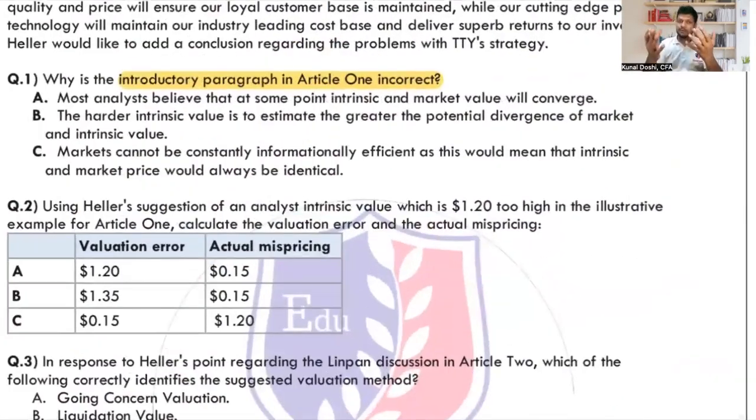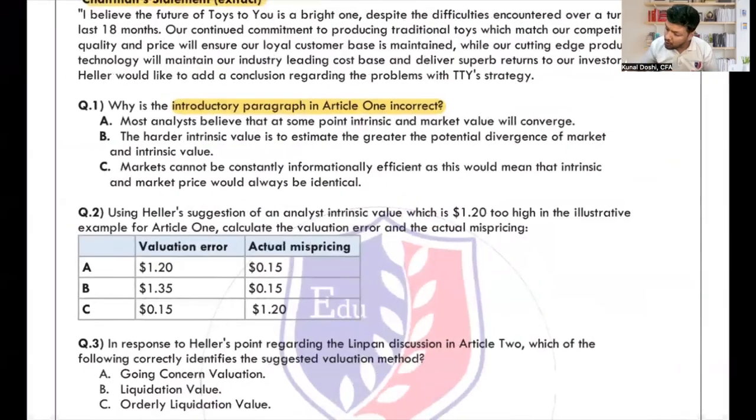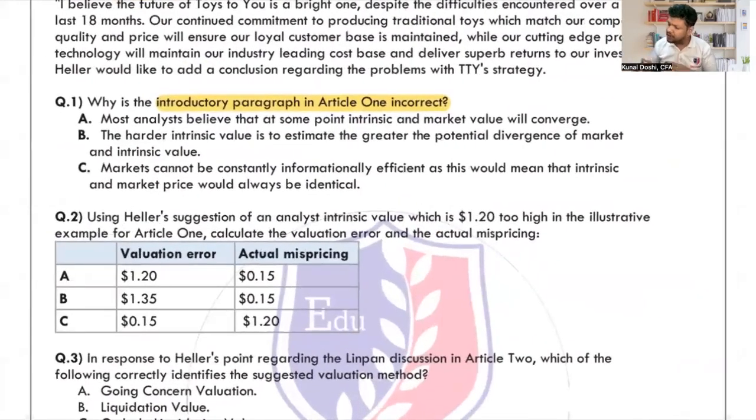Now, if you see, they've put the same thing. Most analysts believe at some point intrinsic and market value will converge. Yes, in the long run it will. Nothing wrong. Sorry. Remember, we are looking for something that is incorrect. Incorrect. Okay. Now see this.